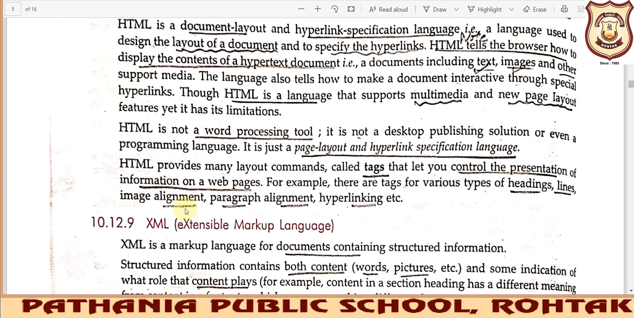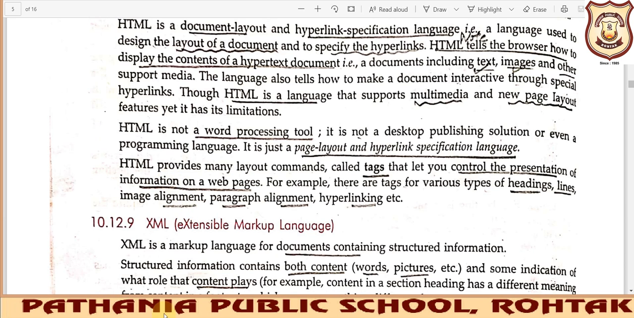It is not a web processing tool, but it provides layout commands, and these layout commands are known as tags. These tags are special commands that are given to a web browser in order to understand what the client actually wants to get out of it.